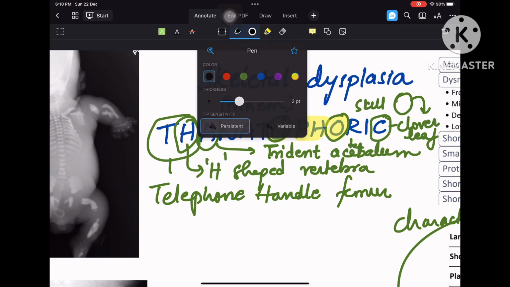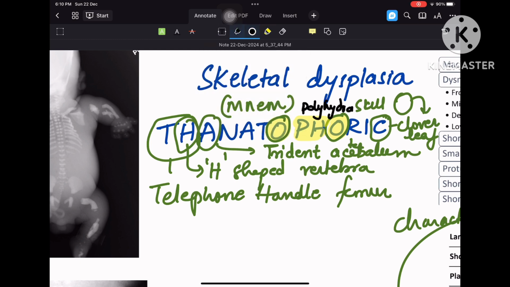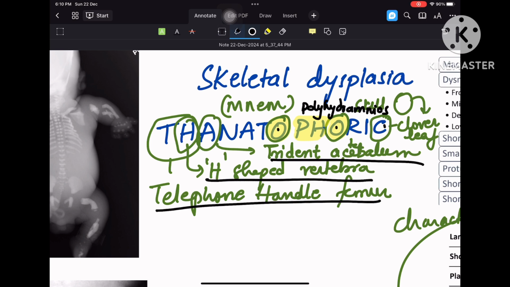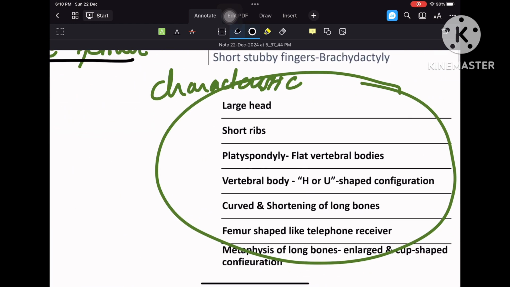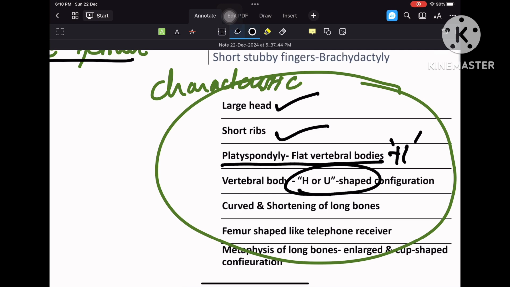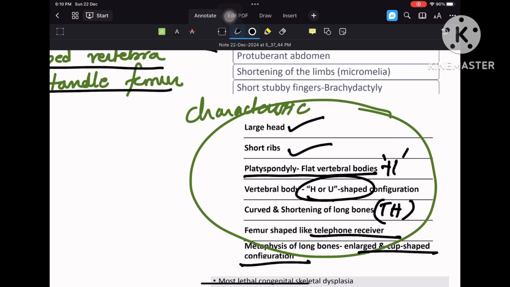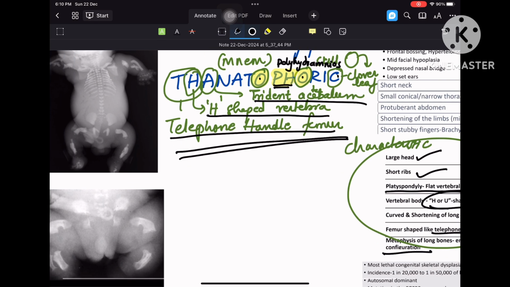In between, we have two letters PH indicating polyhydramnios. So thanatophoric dysplasia is associated with polyhydramnios. The characteristic features are underlined: telephone handle femur, H-shaped vertebra, trident acetabulum associated with polyhydramnios, and clover leaf skull. The first two characteristics like large heads and short ribs are seen in most of the skeletal dysplasias. So we do have to remember the characteristic ones to get to the diagnosis of the spotter easily.